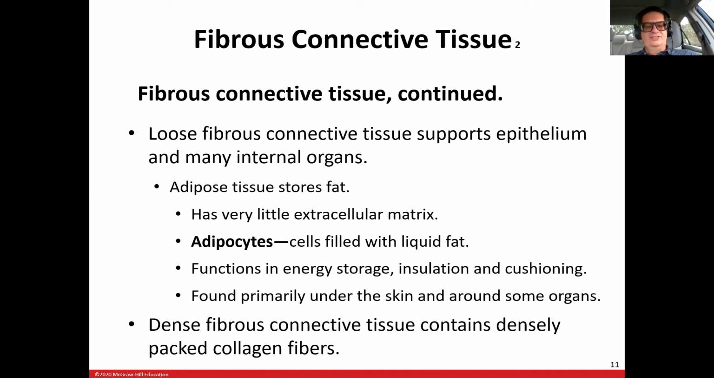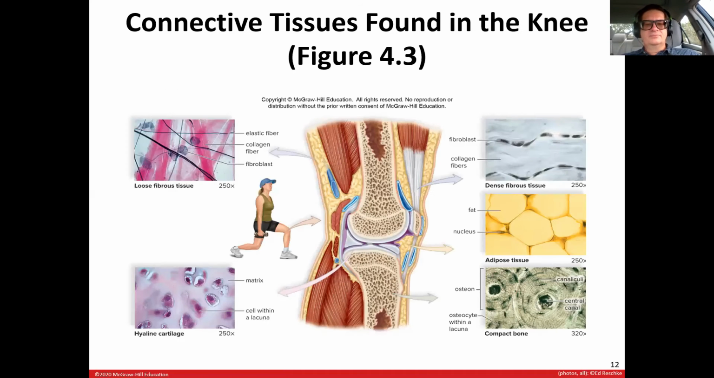Dense fibrous connective tissue has densely packed collagen fibers. That is talking about the ligaments and tendons that we were talking about. All right, here's the pretty picture. Loose, you can see the fibers are loosely packed. There's a lot of stuff showing up in gray here. That's the space between the fibers. All right. Hyaline cartilage.